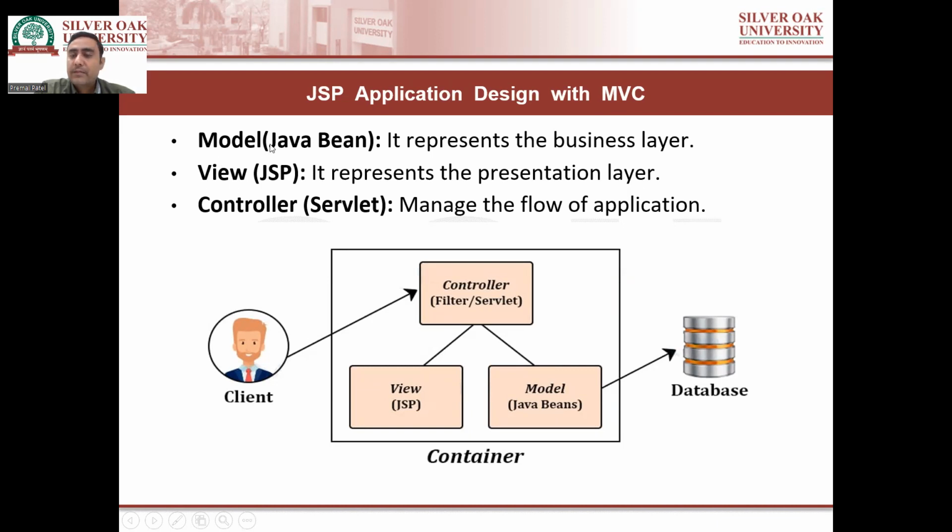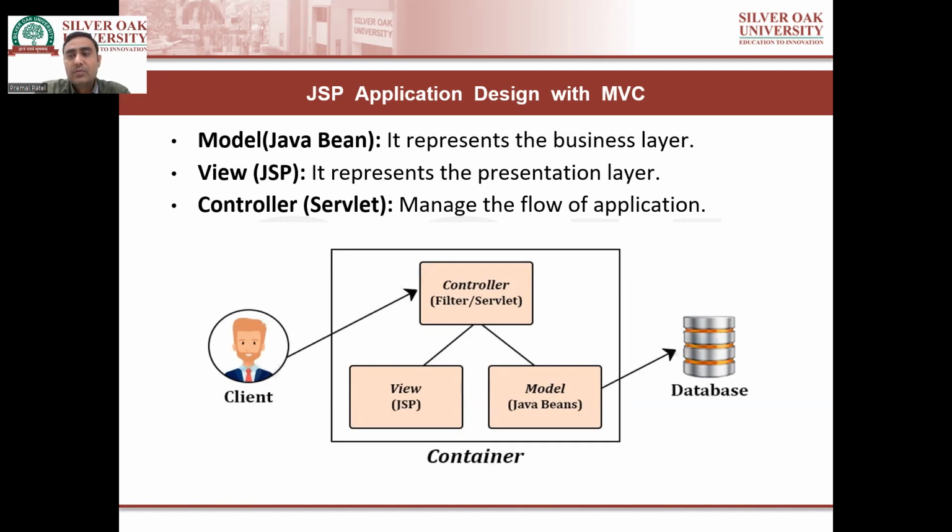In Java, in a JSP, you can see the model means Java bean. Java bean is considered as a model. JSP is considered as a view, and controller, we can say, is a servlet. So Java bean represents the business layer. The JSP represents the presentation layer, that means the view, the UI, UX that we can see in front of the screen. And controller manages the flow of an application.